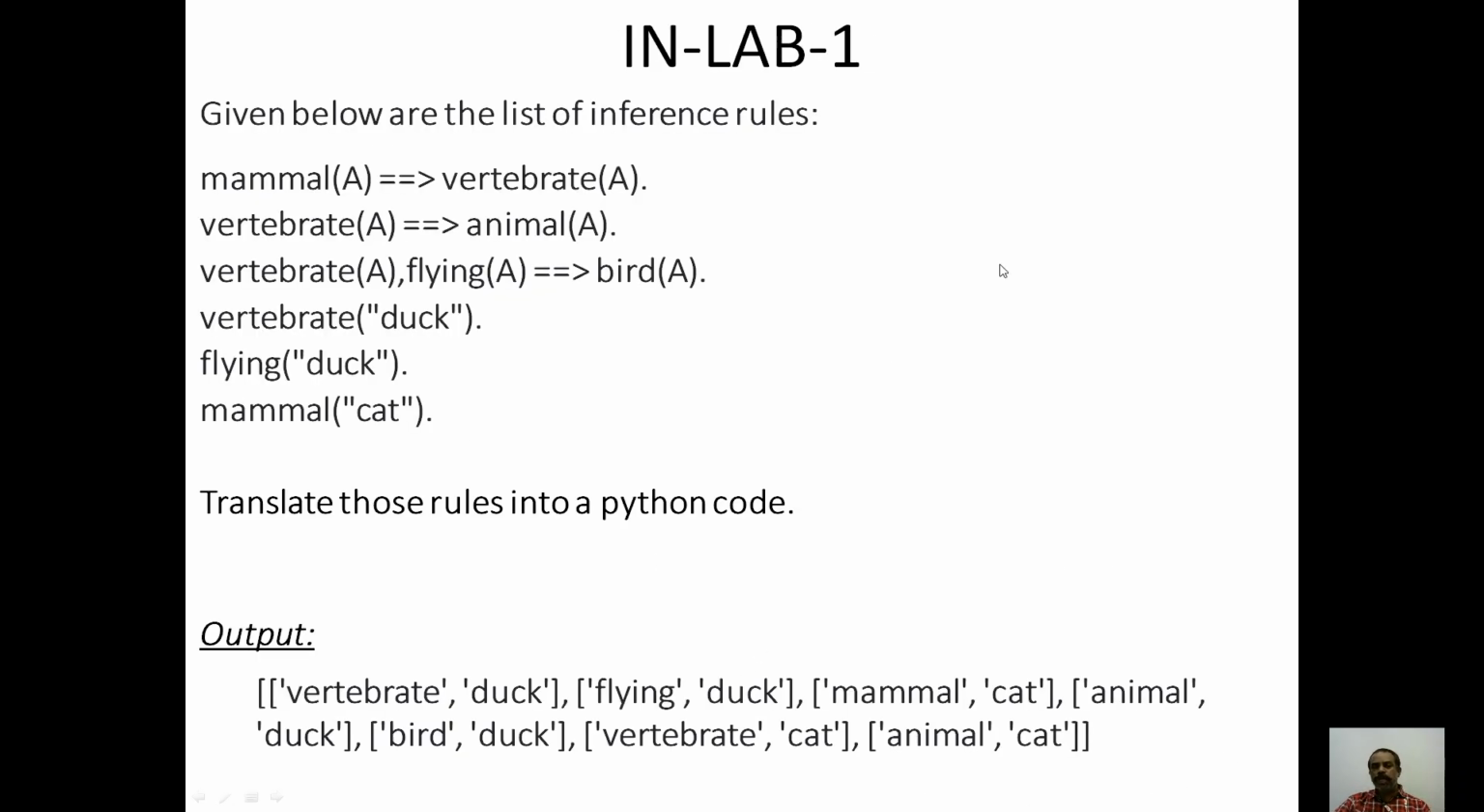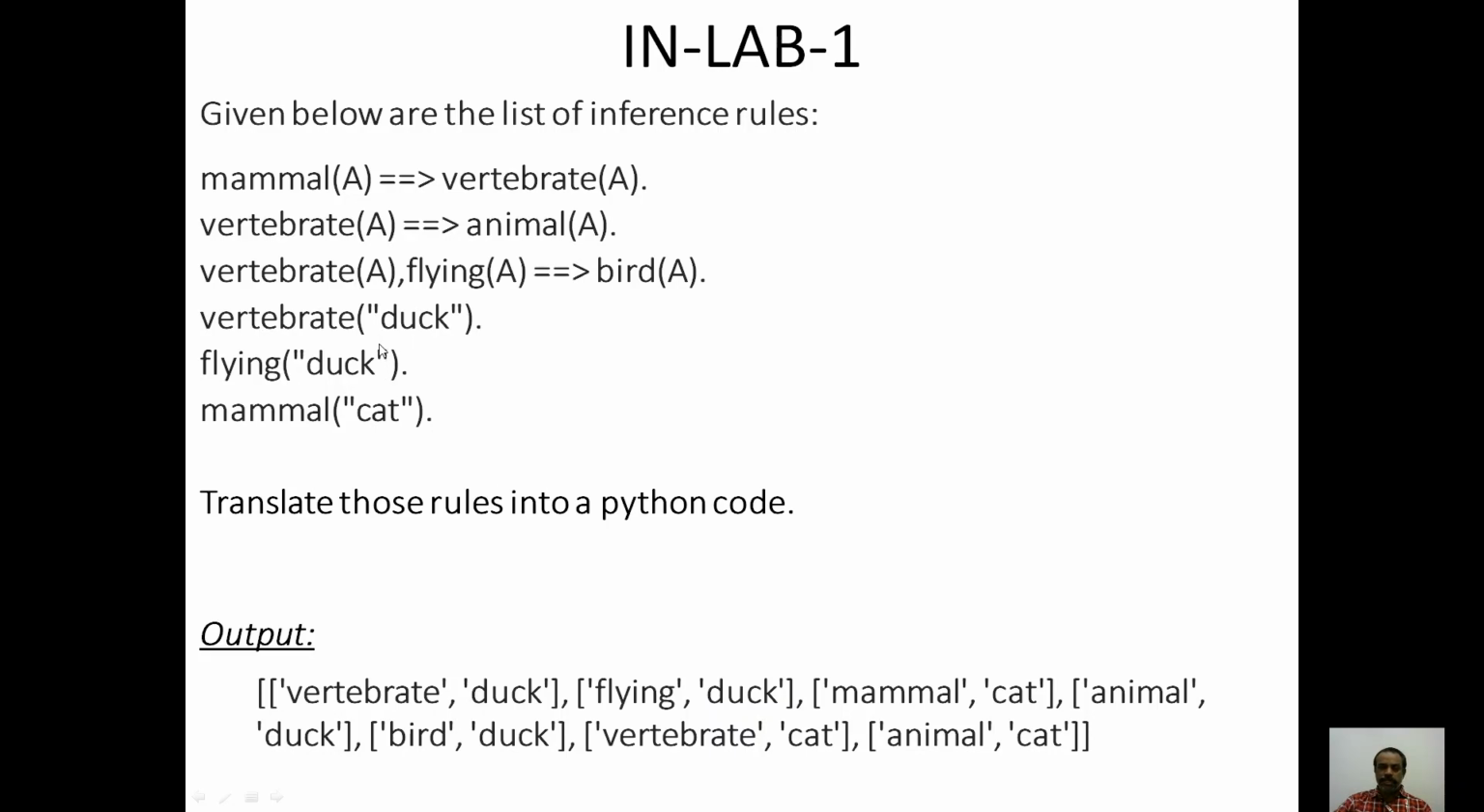So in Lab 1 you are given a list of inference rules. Kindly watch. Mammal A tends to vertebrate A, vertebrate A tends to animal A, and vertebrate A, flying A leads to bird A. Besides these three, we also have certain other rules: vertebrate duck, flying duck, mammal cat. Translate those rules into Python code. So from this, we need to obtain this setup. This is how the output should look.